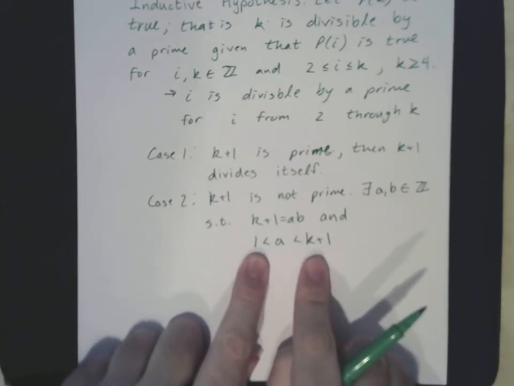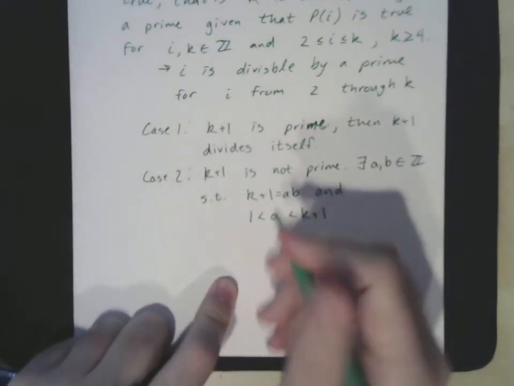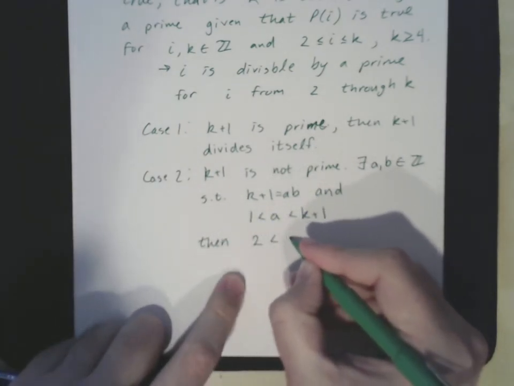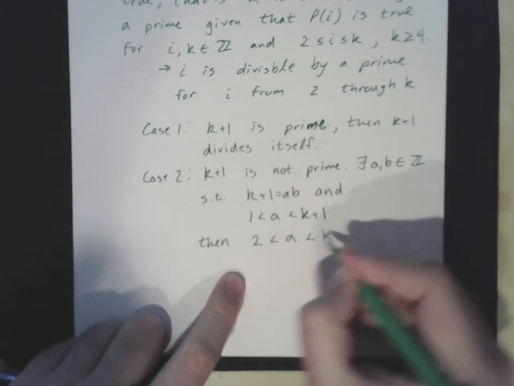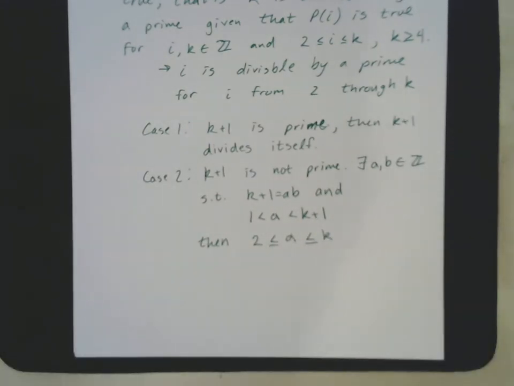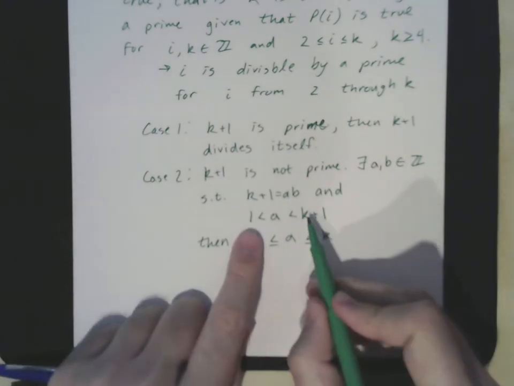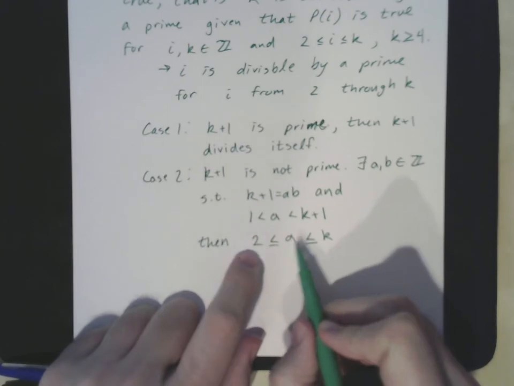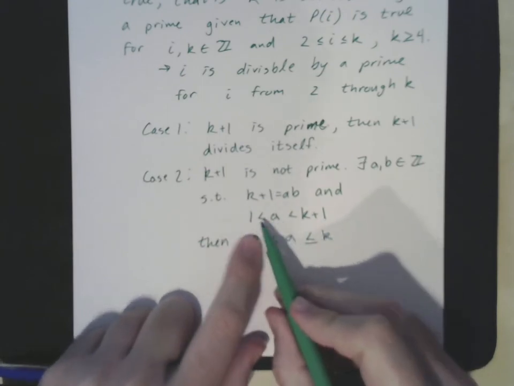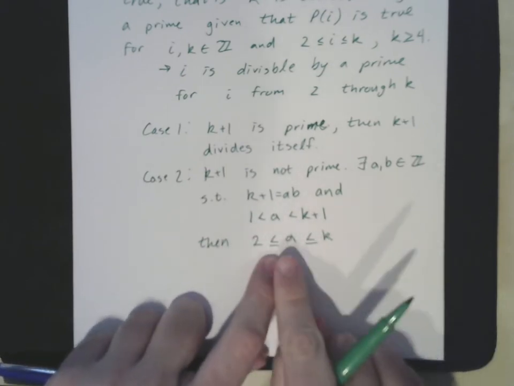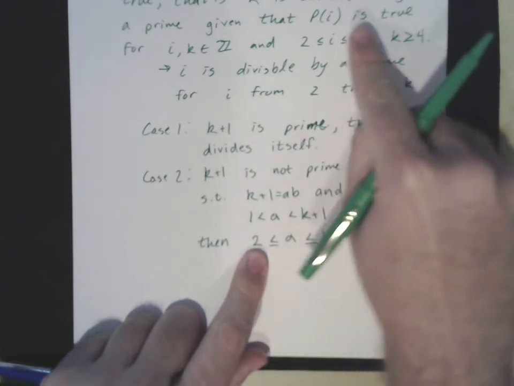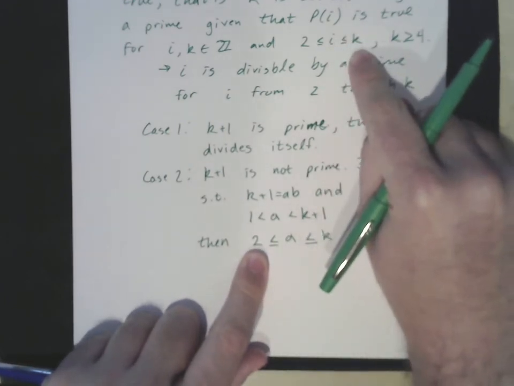So from here, we can make the jump to 2 is less than or equal to A is less than or equal to K. Because remember, these are all integers, A and K. So if we reduce by 1 on the outside, well, A could be 2 and A could be K. So we know that A is between 2 and K inclusively. Well, this is exactly the format in which P of I is true.